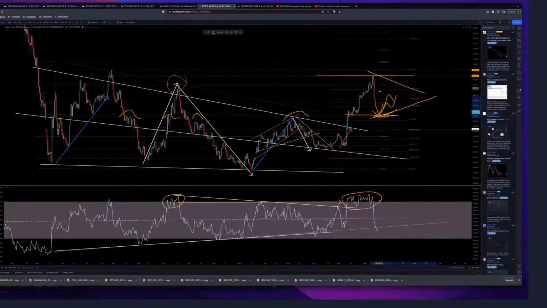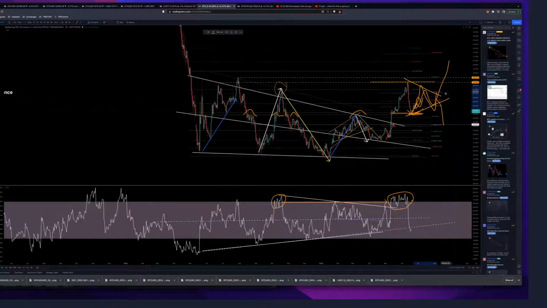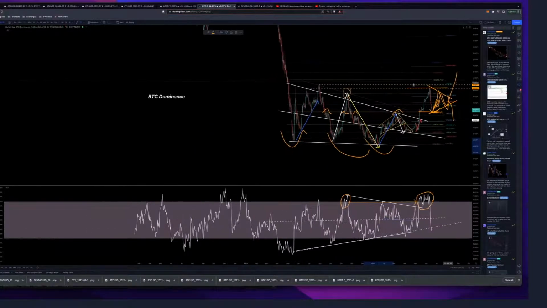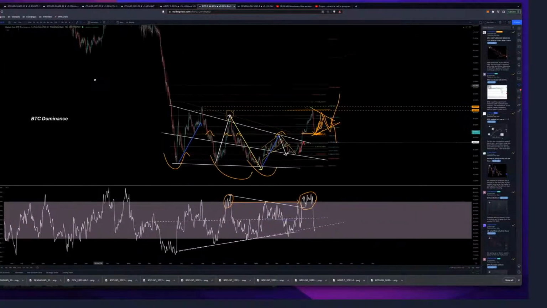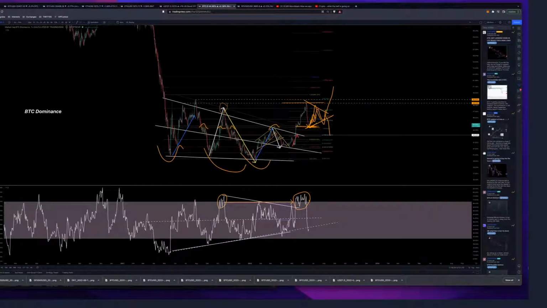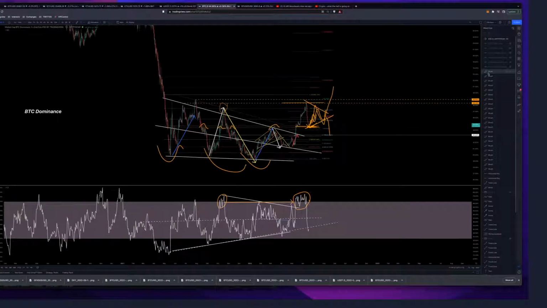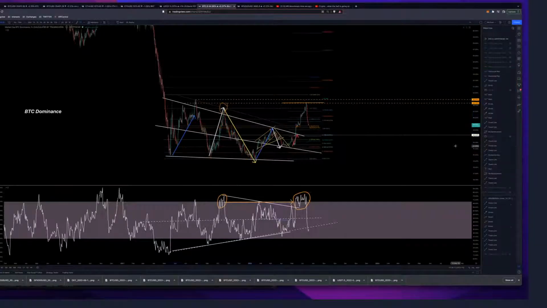Is that a continuation pattern or a reversal? My thinking is it's going to be a continuation pattern to the upside, because I do believe we've still got more lows to do. And Bitcoin dominance, this is a reversal pattern, if you haven't noticed. Let's see what the reversal pattern or this structure has. What's the target for it? Some people say back to previous highs. I like to just measure the target.